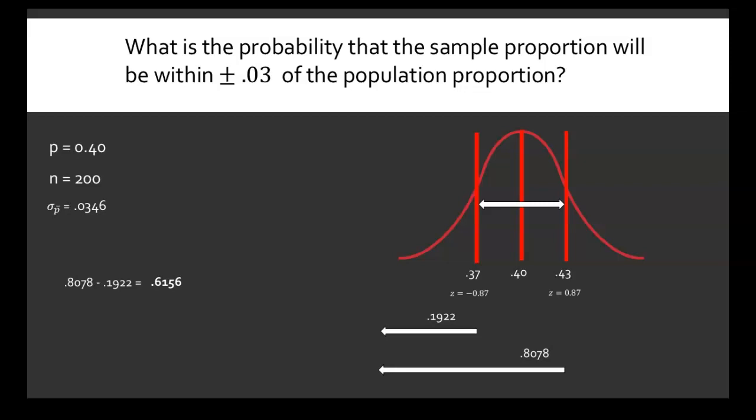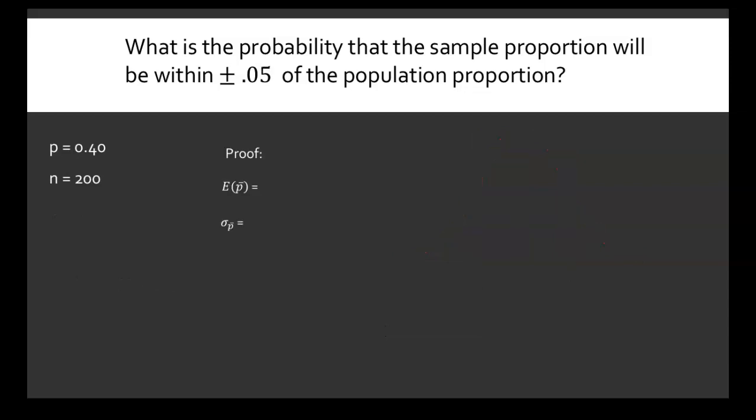So when it's asking what the probability is that the sample proportion will be within plus or minus 0.03 of the population proportion, that's our answer right there, 0.6156. So now we can take a look at part B of this problem. What changed here was just that now we want to know the probability that the sample proportion will be within plus or minus 0.05 instead of 0.03 of the population proportion.